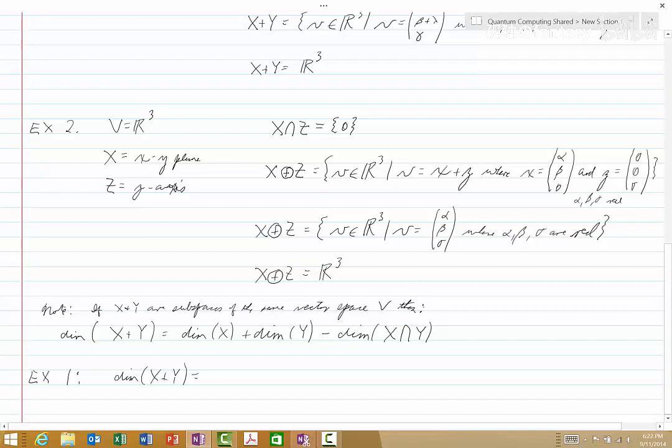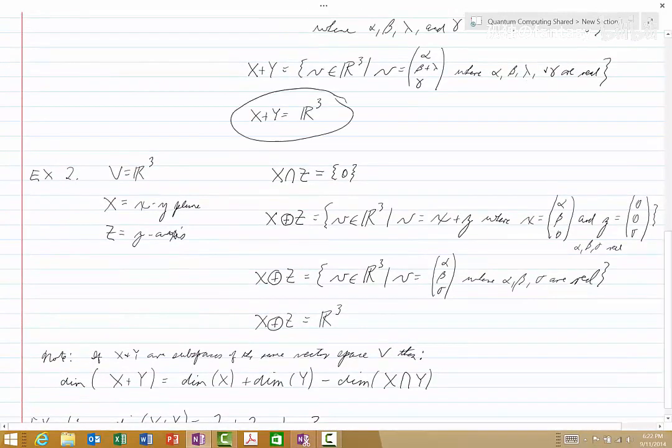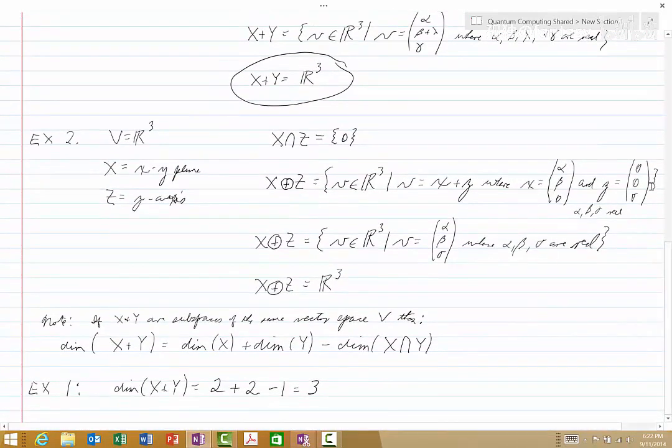And so in our first example, recall x was the xy plane, so its dimension is 2. Y was the yz plane, so its dimension was 2. The intersection of x and y was the y-axis, which has a dimension of 1. And so we get 2 plus 2 is 4, minus 1 is 3, the dimension of x plus y. And indeed, that was exactly what we found. X plus y was equal to R3, which of course does have dimension 3. So you see that this checks out.